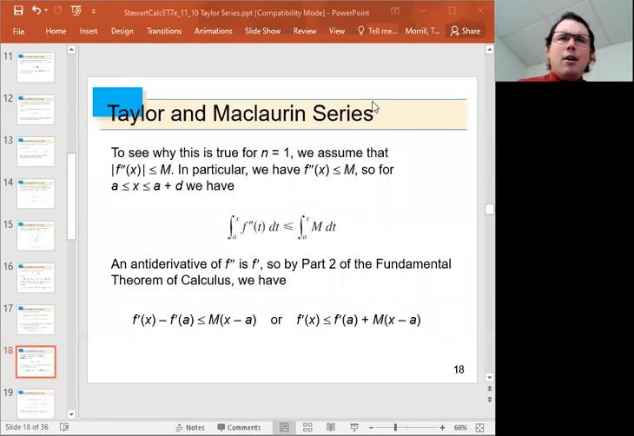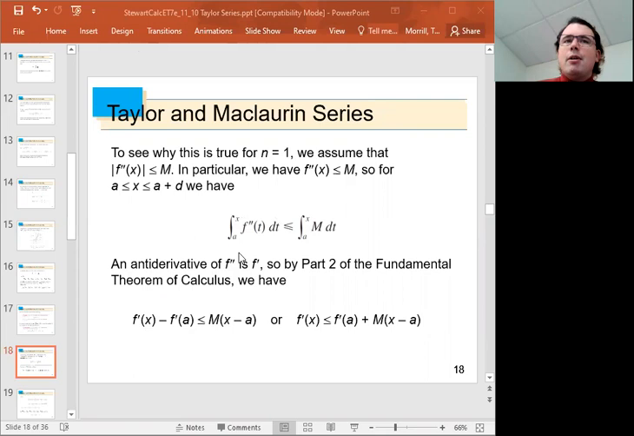So why is that true? Why is it that we're just going to look at the next derivative of my function after the stopping point? Well, the reason for that just comes down to the fundamental theorem of calculus, really.